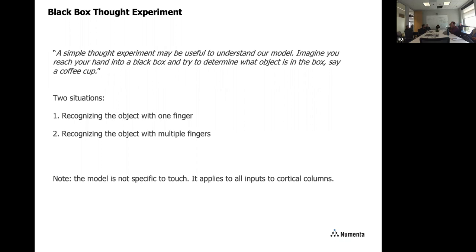Its sensory motor integration is within a column. But one finger and multiple cortical columns, right? So one finger has multiple cortical columns. We're adapting it to one. Imagine each column is doing the same thing. Let's say we have one. It still can work.